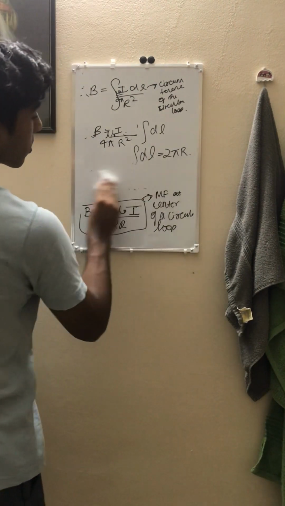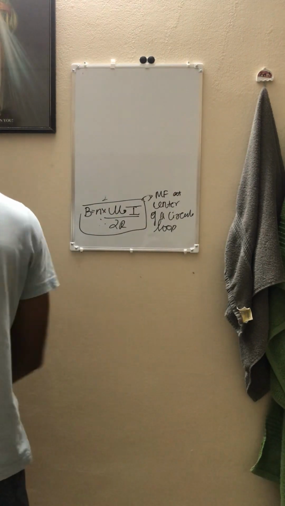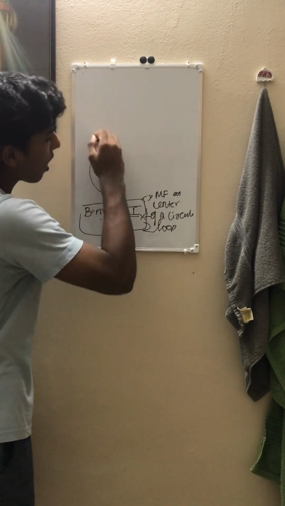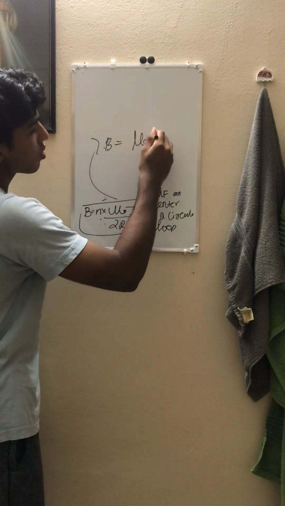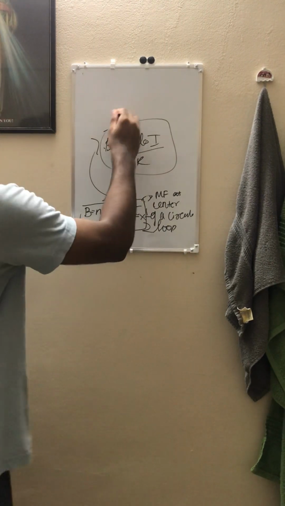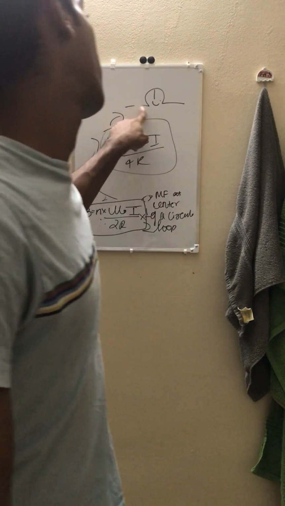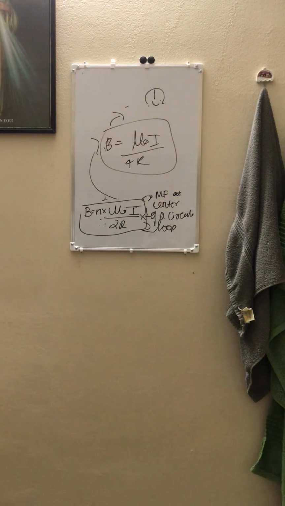And what if you ask me what is the magnetic field at the center of a semicircle loop? I just divide this by half. And when I divide it by half, I get mu 0 I by 4r. One is 2r, one is half r, and this is going to become the result for a semicircle, right? Semicircle. Okay, good.